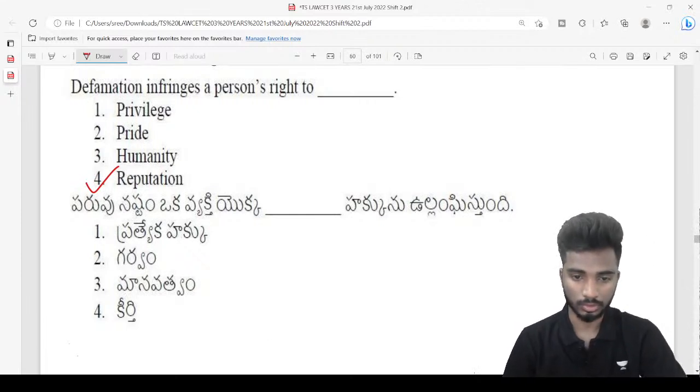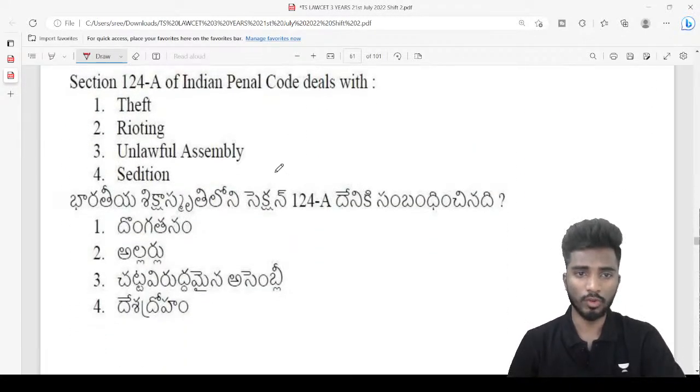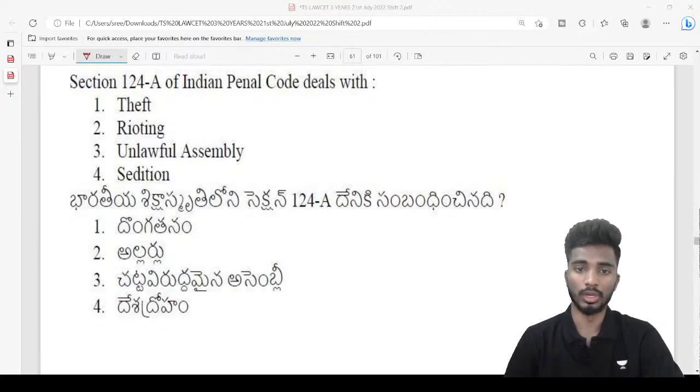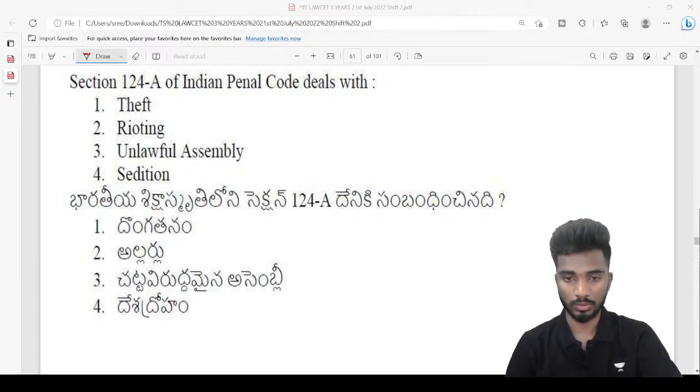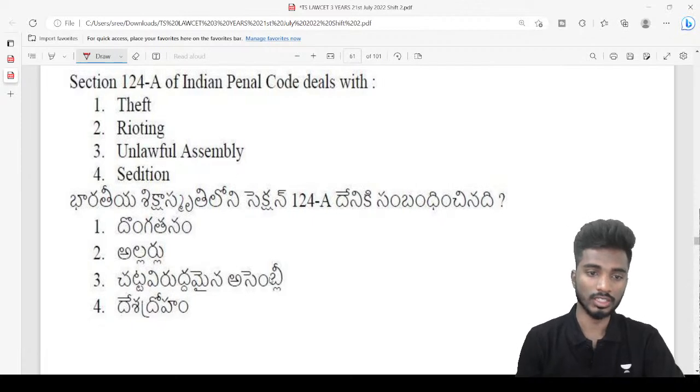Next question. Section 124A of IPC deals with what? Answer it down very quickly in the chat window. Very good. So the answer is sedition.